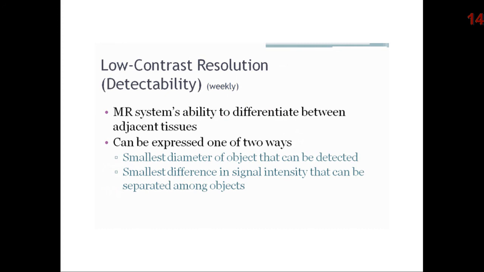Usually, low contrast resolution is expressed in one of two ways. The first being the smallest diameter of an object with a specific contrast that can be detected, or second, the smallest difference in signal intensity that can be distinguished from an object of a specific diameter.